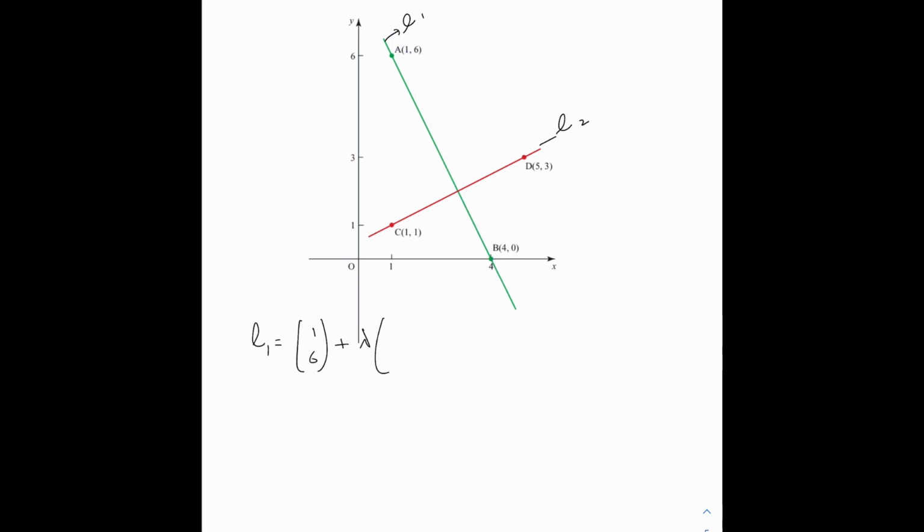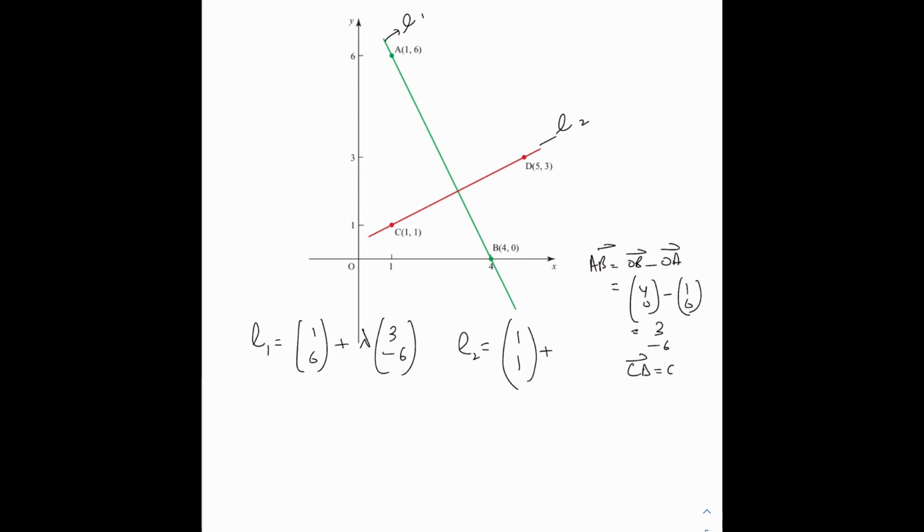If I take the direction vector of this line, AB is OB minus OA. Okay, OB in terms of this is actually the coordinate. If you write it in the form of column vector, you would write it as (4, 0) minus OA, which is (1, 6). So it's (3, -6). Okay, and for L2, I'm taking the point C and the direction vector of CD, which is OD minus OC. Okay, OD is (5, 3) minus OC is (1, 1), which gives (4, 2).